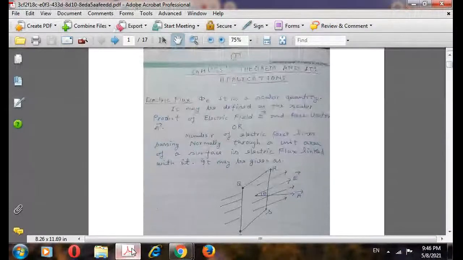Today in this lecture session I am going to explain to you about Gauss's theorem and its application. When we start this lesson, we should know what electric flux is. Electric flux means that when electric force lines go across any surface, an electric flux is linked with it. This is the basic concept of electric flux.